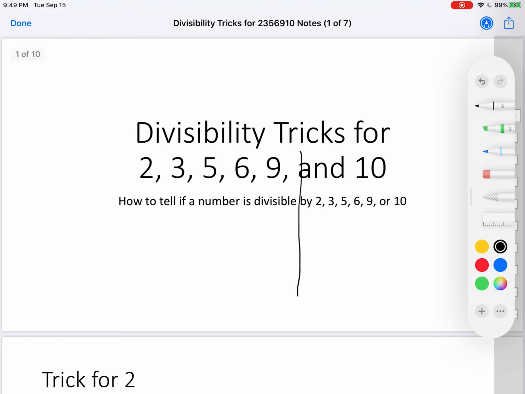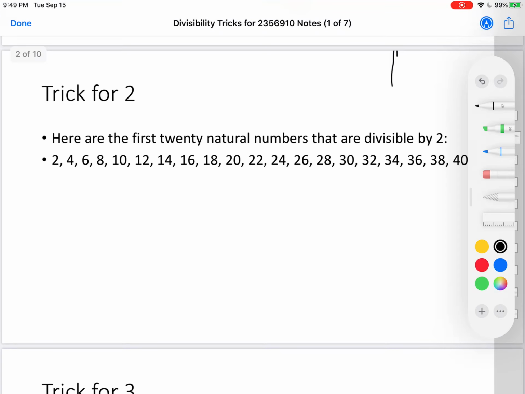Okay, let's get started. So, first, the trick for 2. Here are the first 20 natural numbers that are divisible by 2. They are 2, 4, 6, 8, 10, 12, 14, 16, 18, 20, 22, 24, 26, 28, 30, and you can read the rest. You know these numbers. Let's look at the ones place in each of them. 2, 4, 6, 8, 0, 2, 4, 6, 8, 0, and so on.